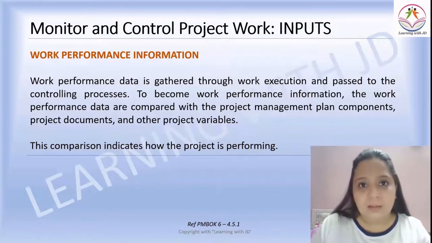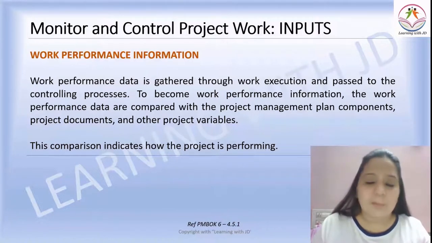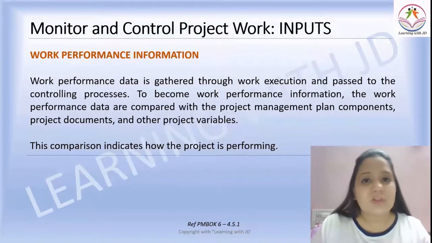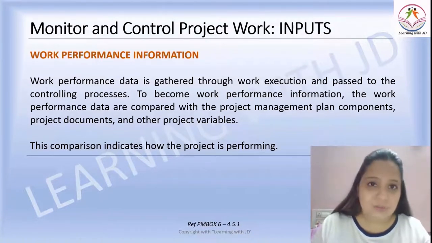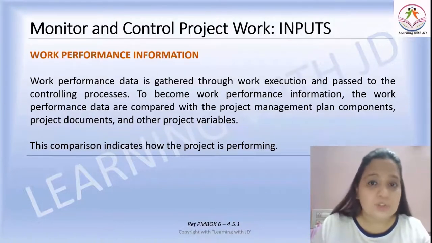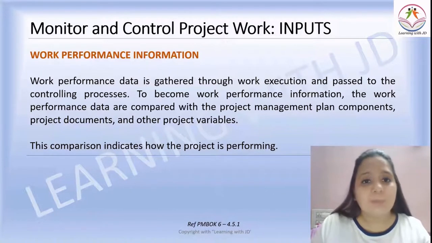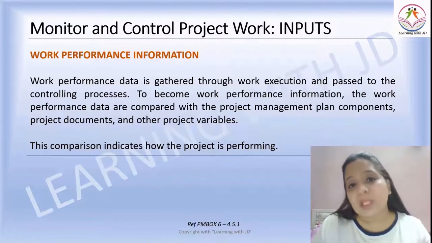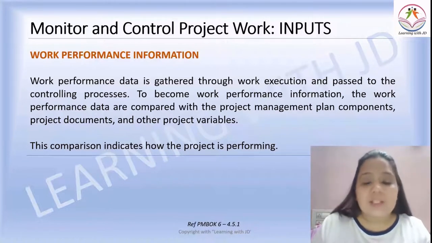So there are three components that you will keep on hearing: work performance information, work performance data and work performance report. So work performance data is a raw observation that you get from an execution section. We saw in the previous session, which comes from the direct and manage project work. Then there is work performance information. This is nothing but a comparison between the observation and the project management plan. This comparison indicates how the project is performing.